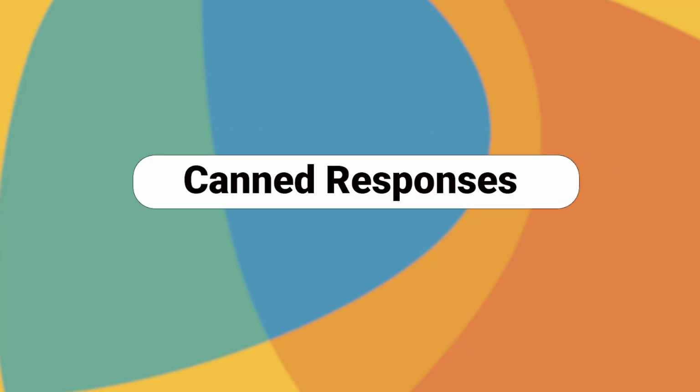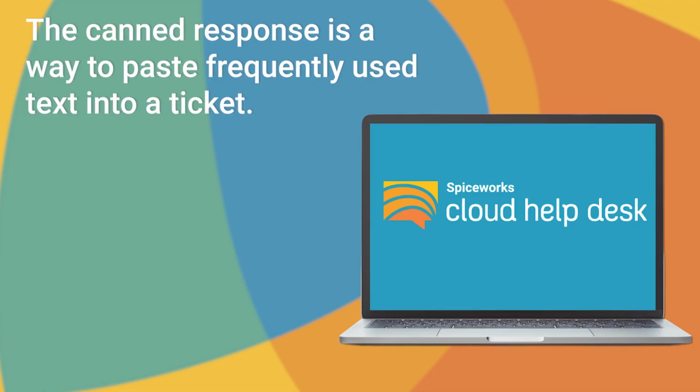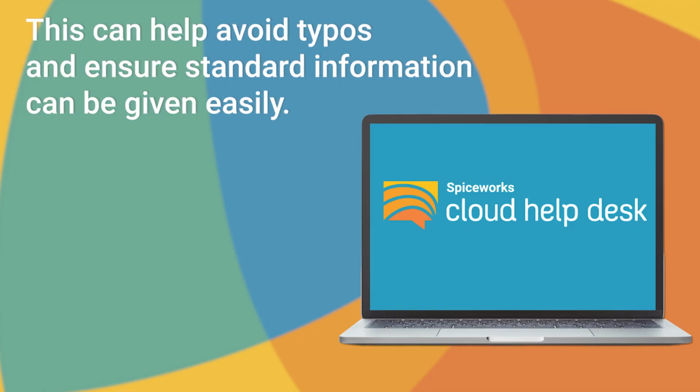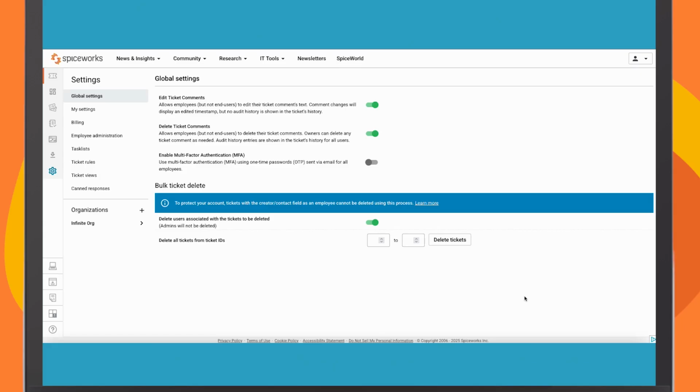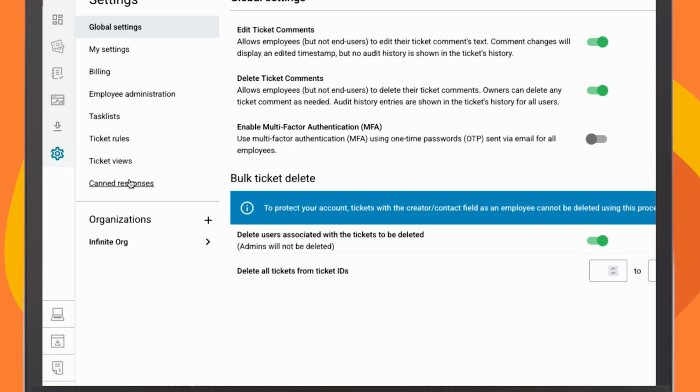Canned responses. The canned response is a way to paste frequently used text into a ticket. This can help avoid typos and ensure standard information can be given easily. To create a canned response, from the Settings menu, navigate to the Canned Responses section.